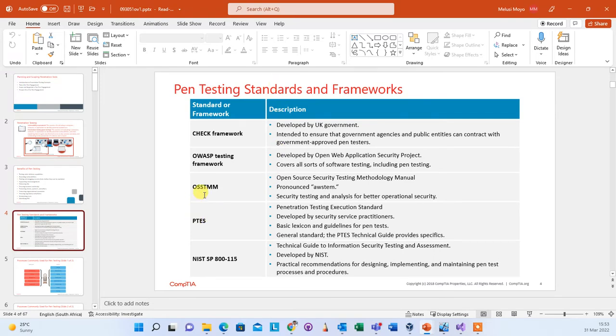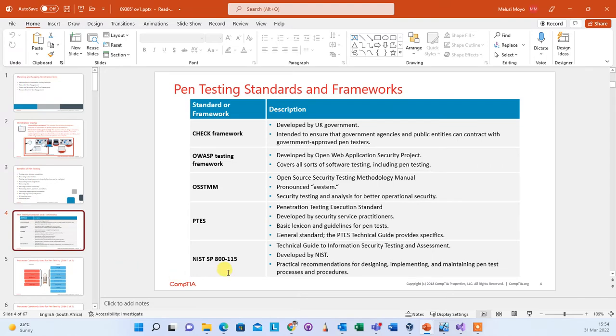And then we have the Open Source Security Testing Methodology Manual, pronounced OSSTMM, security testing analysis for better operational security. And then we have the PTES, the Penetration Testing Execution Standard, developed by security service practitioners. What it does is provide business professionals and security service providers with the basic lexicon and guidelines for performing a pen test. So it's also one of those frameworks that provides guidelines on how to perform a pen test.